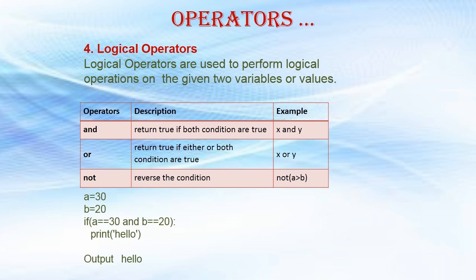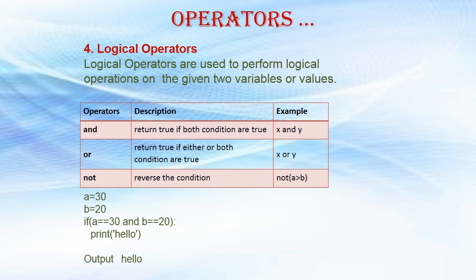If we say, 'and' returns true if both conditions are true. 'Or' returns true if either or both conditions are true, and 'not' is the reverse of the condition. For example, A equals 30 and B equals 20. If A double equals 30, which means the value of A, which is 30, and double equals 30 means the left hand side and right hand side values should be the same, and B double equals 20, print hello.